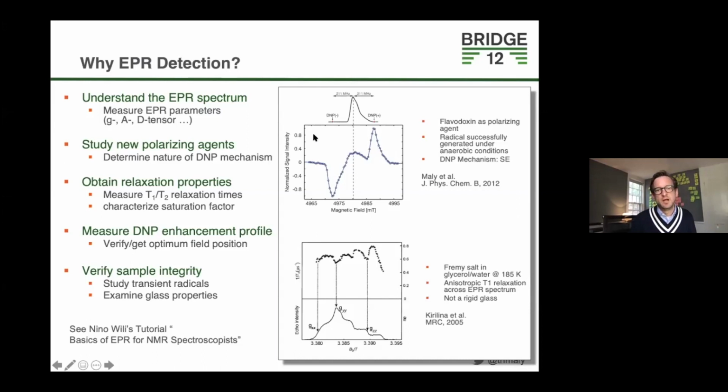So here we have a proton enhancement profile using this flavodoxin polarizing agent. We can confirm this is the solid effect. We expected this, but this is also the EPR spectrum that shows us the line width is narrow enough that we have the solid effect here. There's actually also some cross effect going on here, but that is well beyond this tutorial.